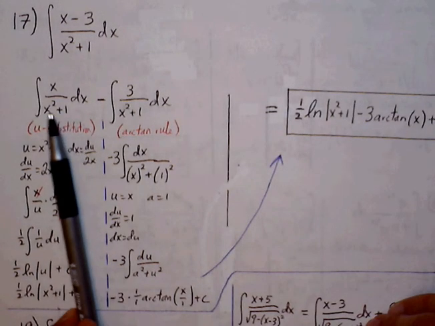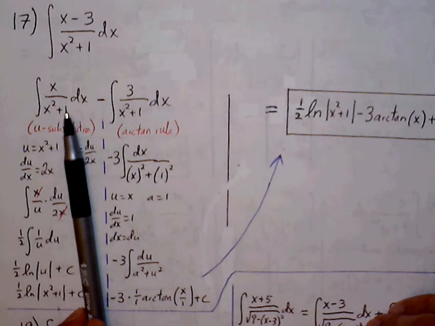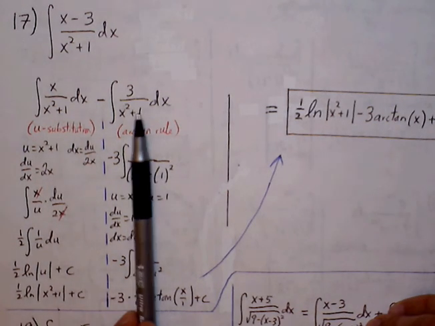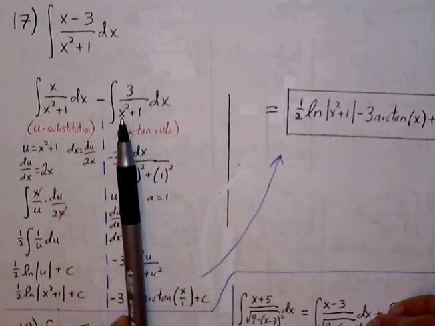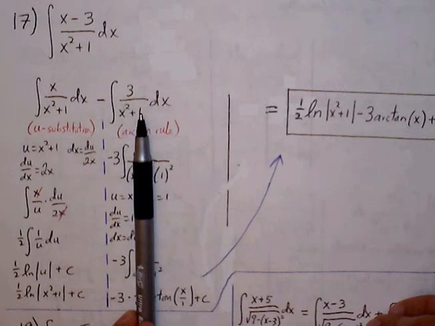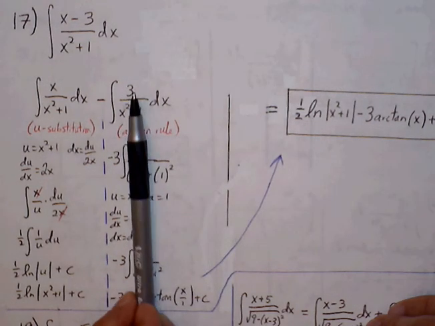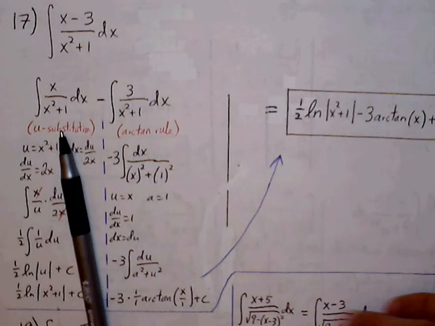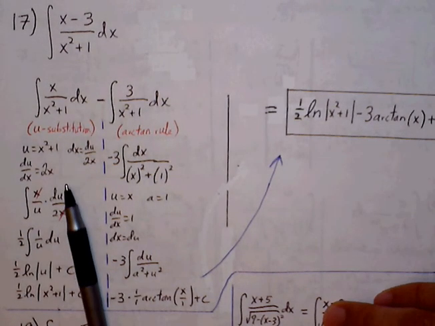So here, if we let the u value be the denominator, we see that our derivative 2x will cancel out with this x. And the second one matches up nicely with the arctangent rule, because the u could be x, the a could be 1, and that's matched up nicely with du over u squared plus a squared. So let's treat this like two separate problems and go through this.